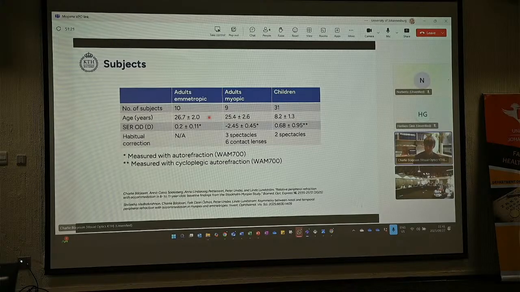When we did the measurements for RPR, we wanted the subjects to wear their habitual correction because we wanted to see what RPR is in their everyday life. For the emmetropes, that meant that they did not wear correction. The adult myopes were a bit mixed, some wore spectacles, some contact lenses. And for the children, there were only 2 subjects that had any habitual correction and those were spectacles.